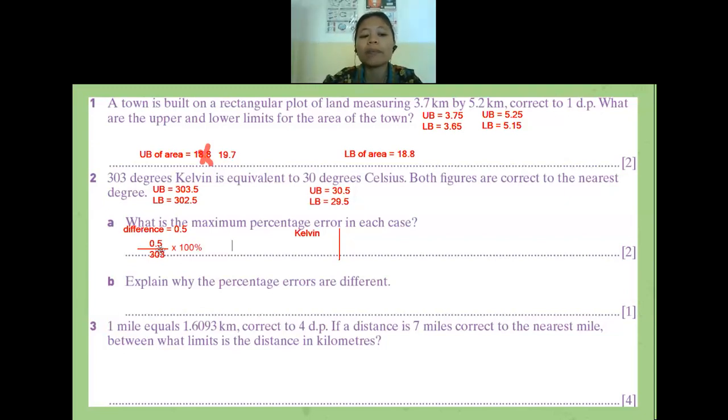0.5 is how many percent of 303? So just 0.5 divided by 303 times 100%. How many will it be?